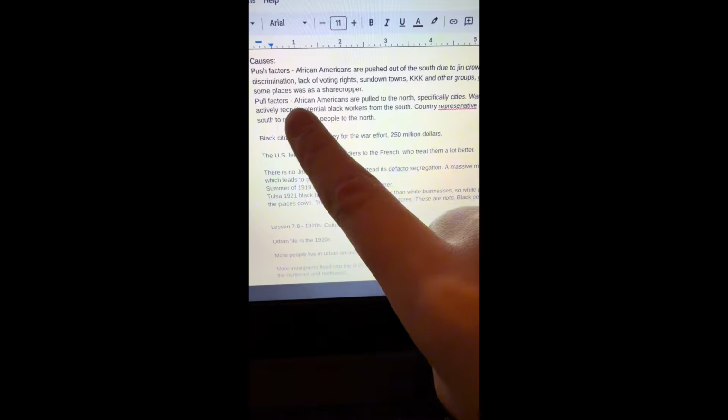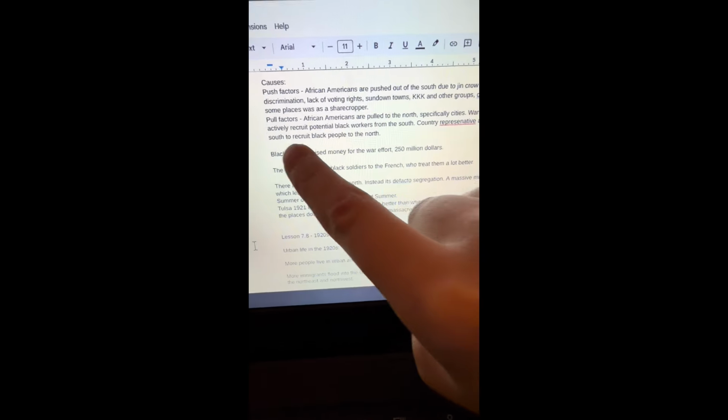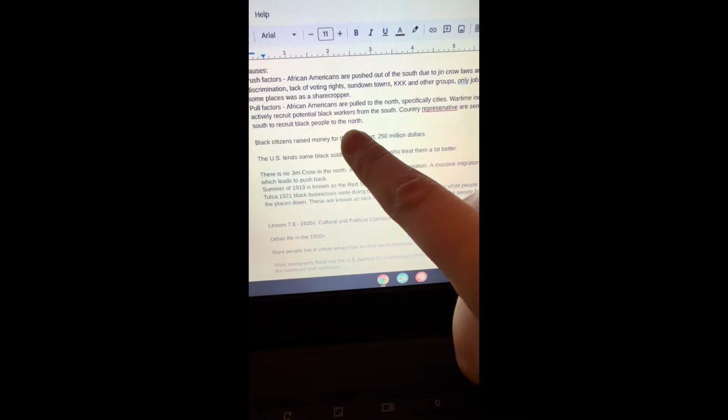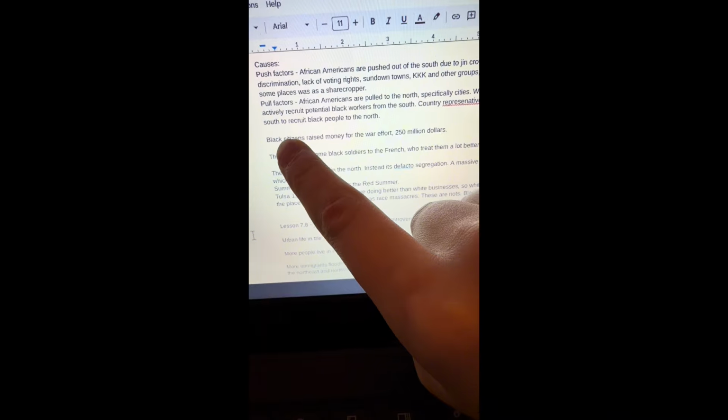Pull factors. African Americans are pulled to the north, specifically cities. Wartime industries actively recruit potential black workers from the South. Country representatives are sent to the South to recruit black people to the north.